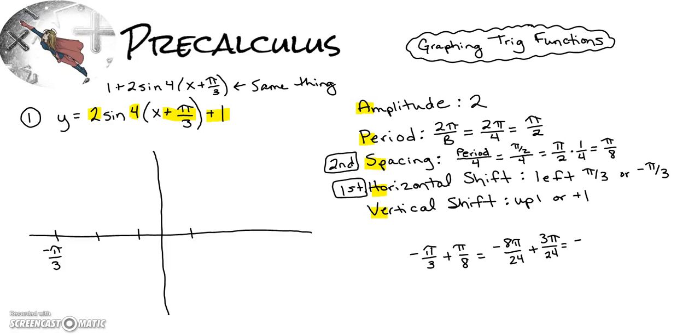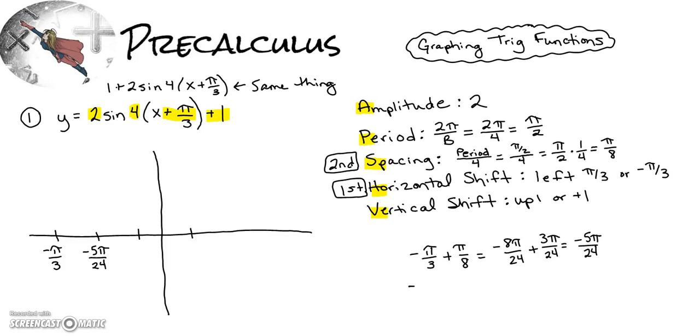And that's equal to negative 5 pi over 24. Not a nice number, but it's negative, so that's going to go right here. And then I just continue adding the spacing, which was pi over 8, to each number. The easiest thing, though, is just to leave everything over 24, because then you have a common denominator.